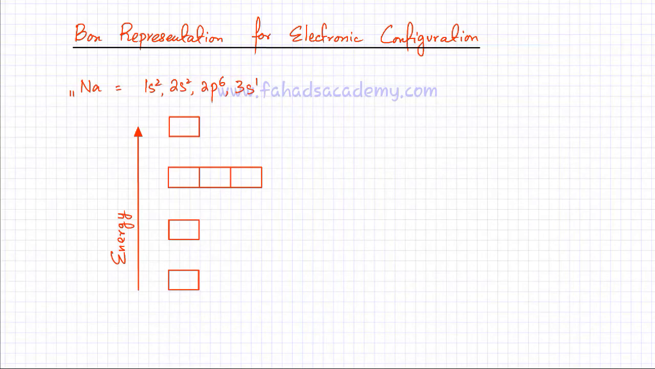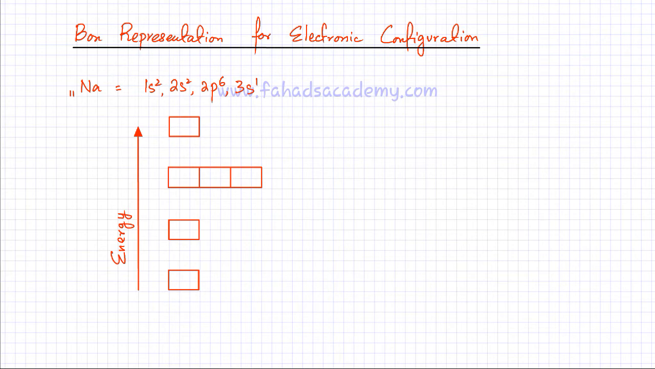In this lecture, we're going to learn a new way of representing the electronic configuration. It's basically the same electronic configuration that we discussed earlier. In this representation, you would be given boxes, and each box would be representing an orbital. For example, in sodium's case, there are 11 electrons.